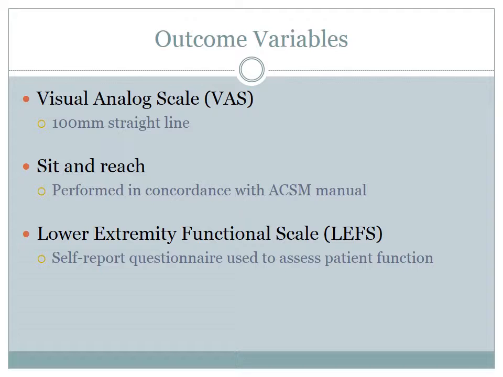Finally, the LEFS is a self-reported questionnaire used to assess patient function that has been proven reliable, to have acceptable construct validity, and to be sensitive to changes in function of the lower extremity.